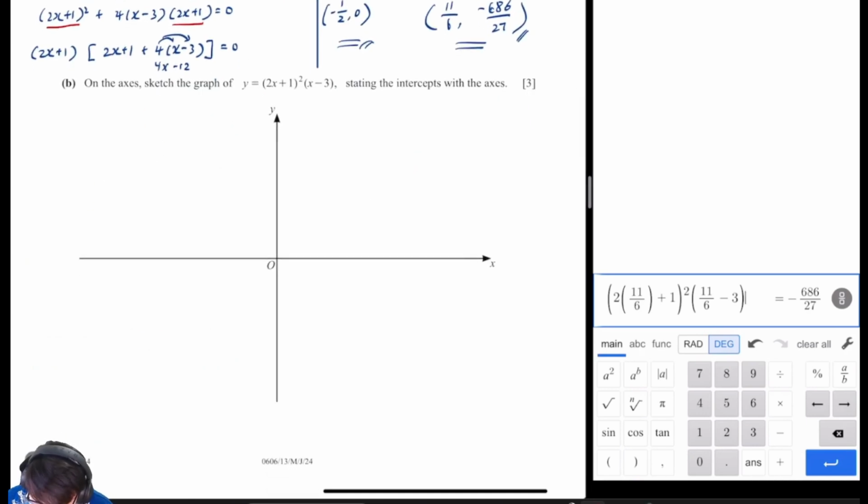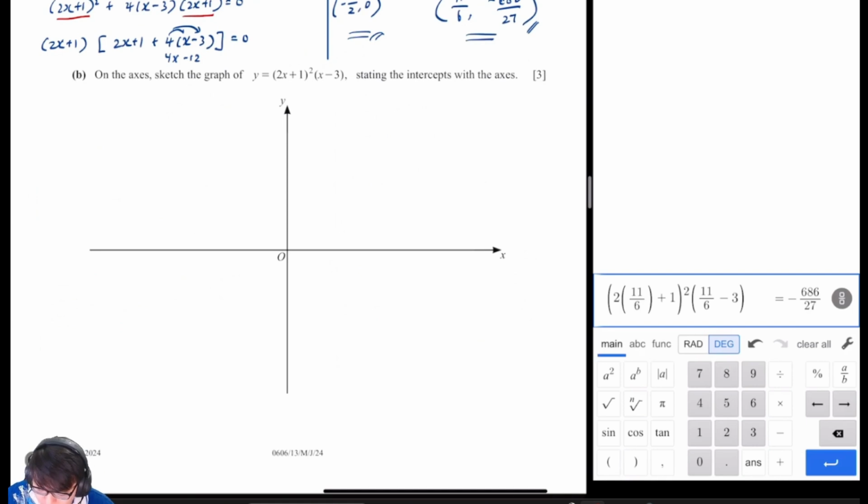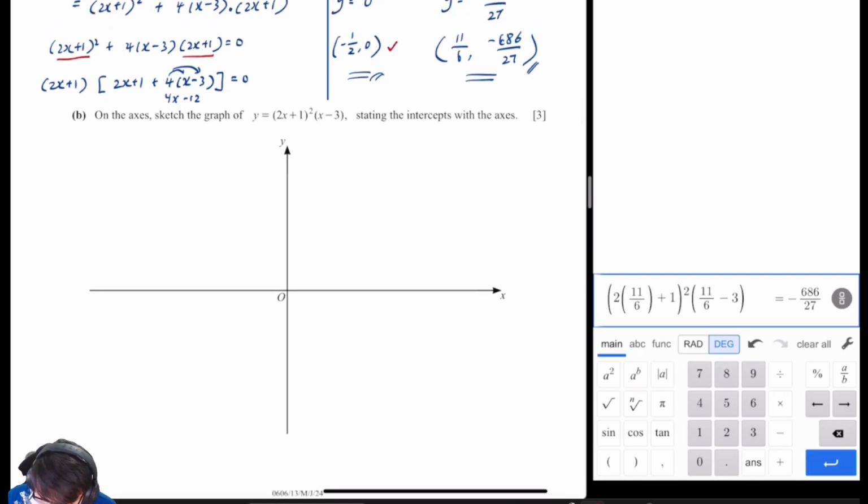So for question part B, we are required to sketch the graph of y is equal to 2x plus 1 squared, times x minus 3. So it's the exact same graph as the previous one, but we can take note that at these 2 points, the graph is going to have a turning point, right?